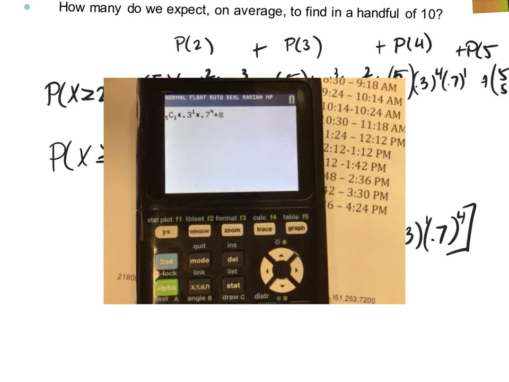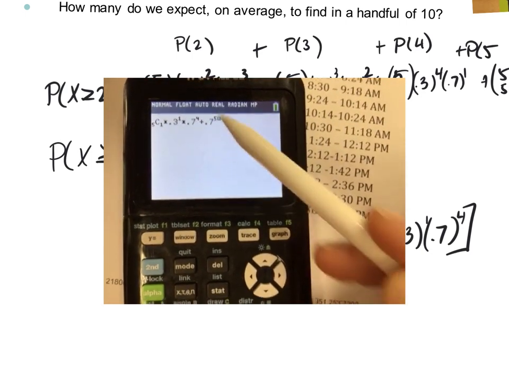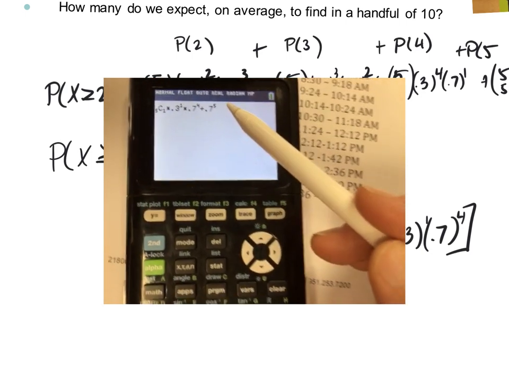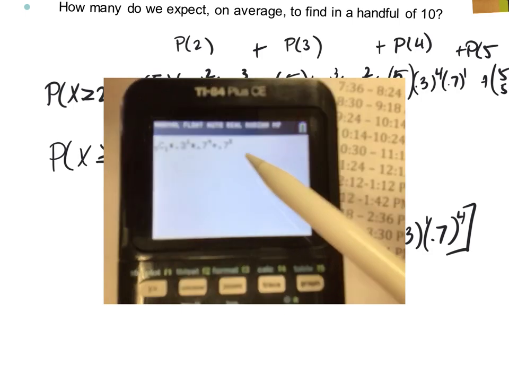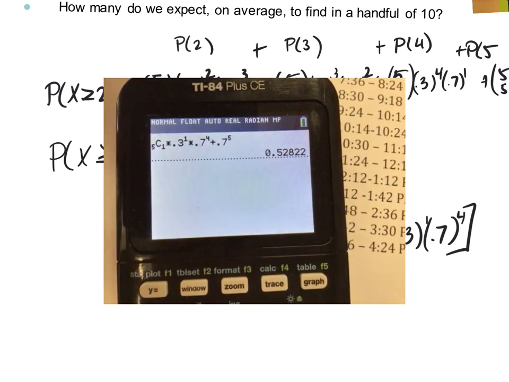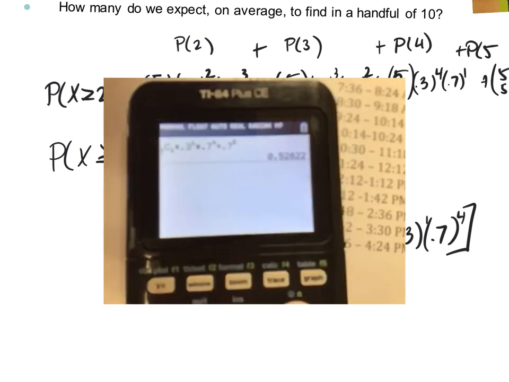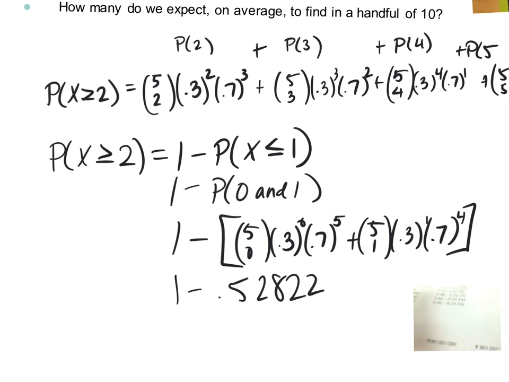And then I'm going to add 0.7 to the 5th. Right? That's the 0.7 to the 5th is the no speckled candies, right? 5C0 is 1. 0.3 to the 0 is 1. So all I really need is the 0.7 to the 5th in that calculation. And so I get 0.52822. Well, that's lovely. And 1 minus that is 0.472. So there's a 0.472 chance of getting at least 2.